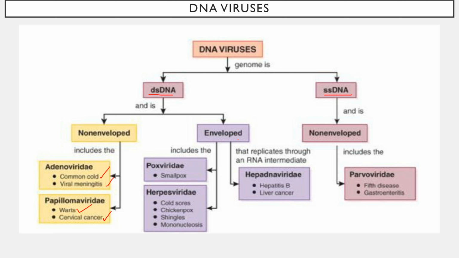Then we have your envelope, double-stranded DNA. This would include your poxviridae, known to cause smallpox, herpesviridae, known to cause cold sores, chickenpox, shingles, and infectious mononucleosis. Then we also have your Hepadnaviridae, which would include hepatitis B viruses and liver cancer. Then we have your single-stranded non-envelope, class. This would include your Parvoviridae, known to cause fifth disease and gastroenteritis. So that's your DNA viruses.